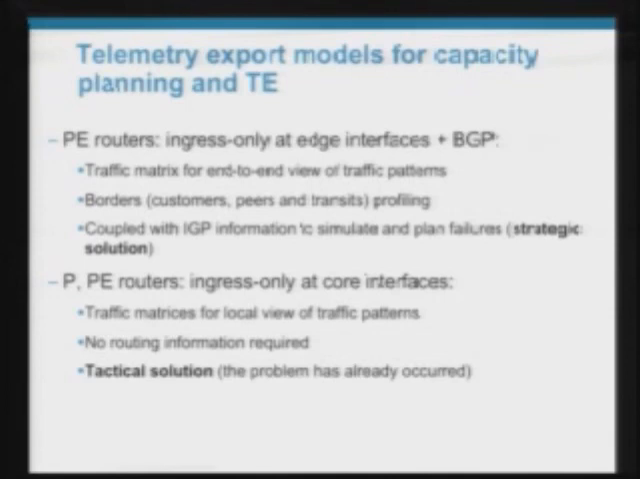So the first one, and I think the most relevant because it drives to a strategic solution, is to collect from the provider edge routers ingress-only measurements at edge interfaces, so the ones that are facing customers, peers, and transits. And from these routers also collect BGP information. So at the very end, you have PEs that export both, for example, NetFlow information, and BGP peer with the collector. What you end up with in this solution is that you will get a traffic matrix end-to-end, and it will be a unique traffic matrix with a unique view of your traffic flows.